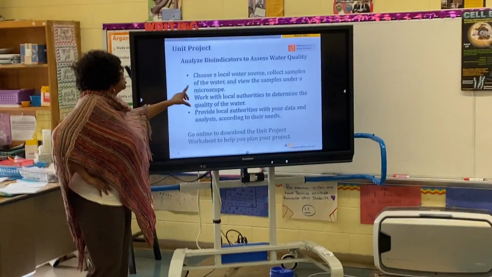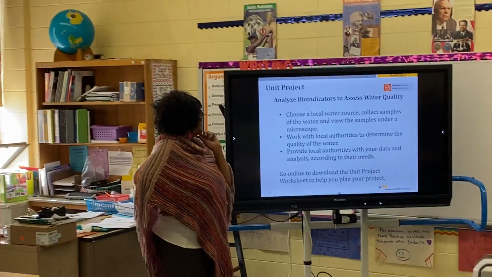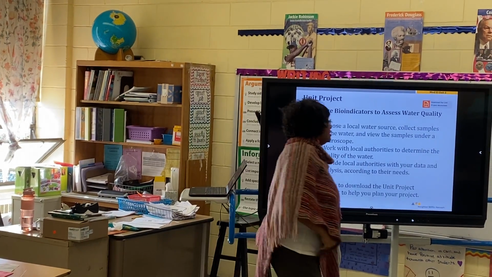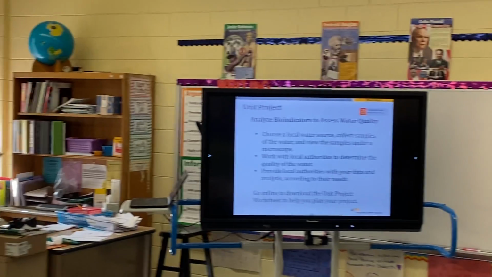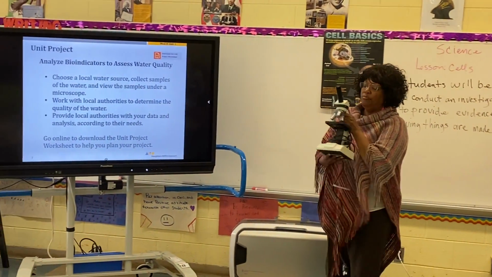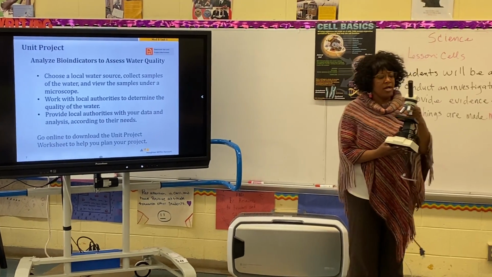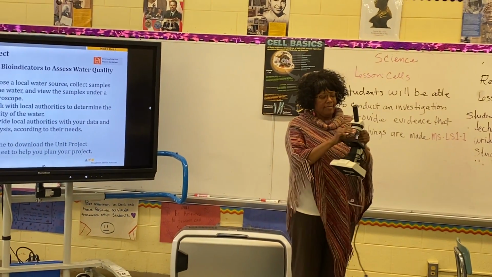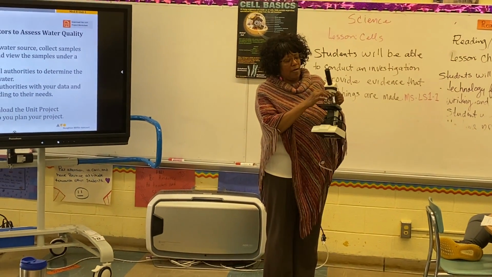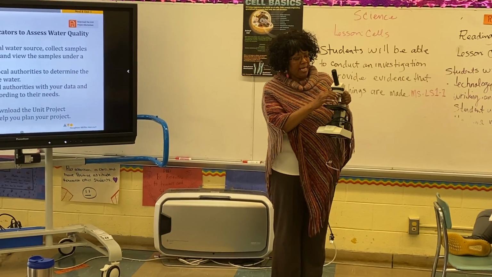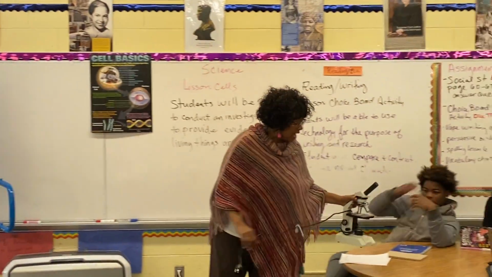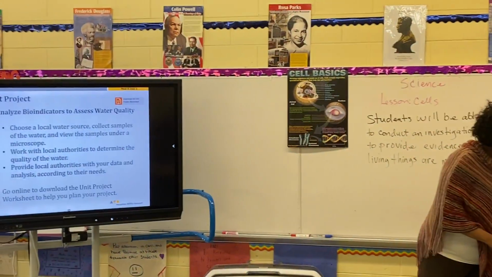Here it's telling you to choose a local water source, collect samples of the water, and view the samples under a microscope. This is the microscope that we will be using. Before you use it, we are going to have to learn the different components of it. When you turn each one, it has a different lens that lets you zoom in and out according to what you're trying to look at, to find the characteristics of the cell.